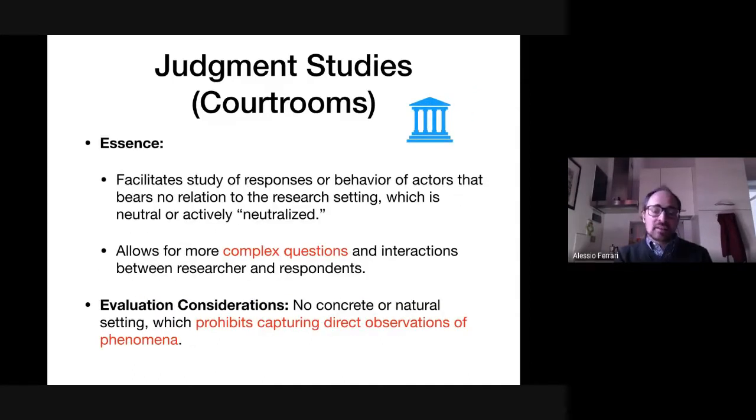This facilitates the elimination, basically the neutralization of the context, and compared to surveys, you can ask very complex questions, have deep interactions, and you can elicit more information. So the main issue is the absence of a neutral setting, as we were saying before. While you tend to be more general, of course, and you ask general questions, you are not observing the phenomena. You are just asking impressions. This is a relevant thing.